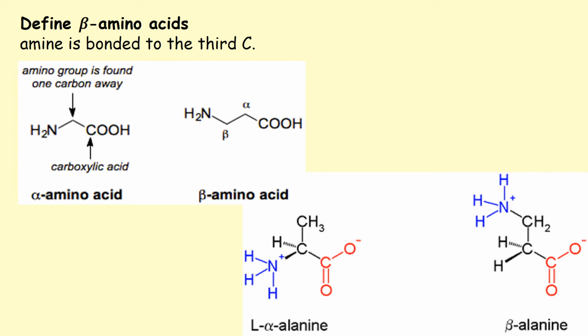Okay, so in the case of the alpha, there is 1 carbon atom between the amine and the carboxylic acid group. In the case of the beta amino acid, there are 2 carbon atoms between the amine and the carboxylic acid group. Amine is bonded to the 3rd carbon. Okay, so in alpha amino acid, its amine is bonded to the 2nd carbon atom. In the case of the beta amino acids, it's bonded to the 3rd carbon atom. And there are some examples I've shown at the bottom. Same example again here.